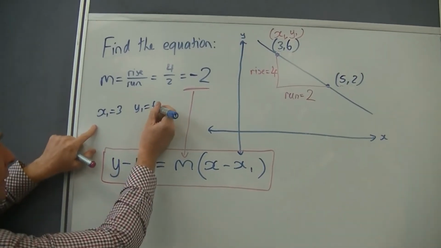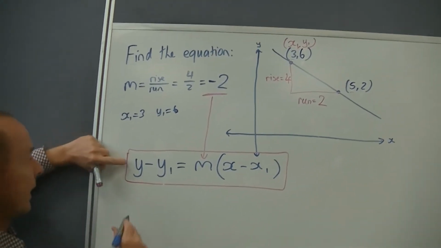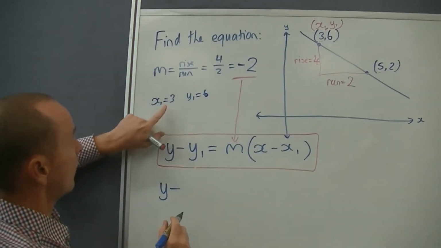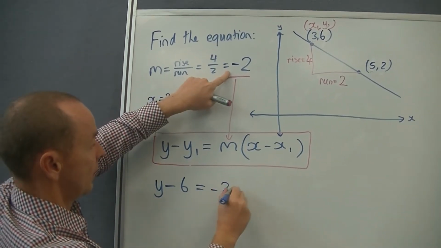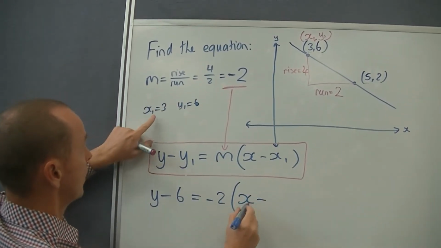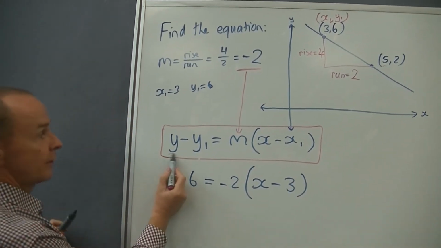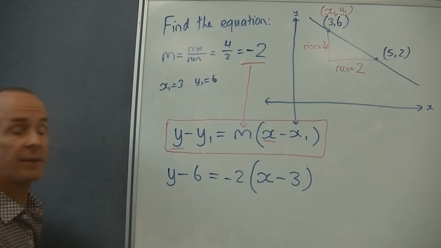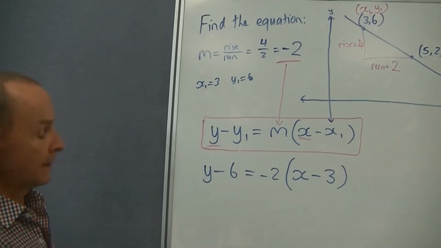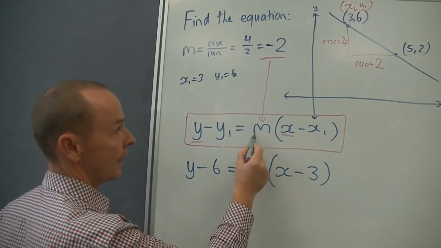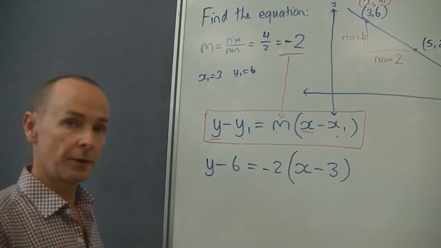So what we need to do is substitute these 3 values into this equation. We've got y minus y1, which is 6, equals m, which is minus 2, times x minus x1, which is 3. So I'll stop there. You notice that the normal y and x do not get substituted in. They're in the actual equation. The other values that we substitute in are m, y1 and x1. You got that, everyone?